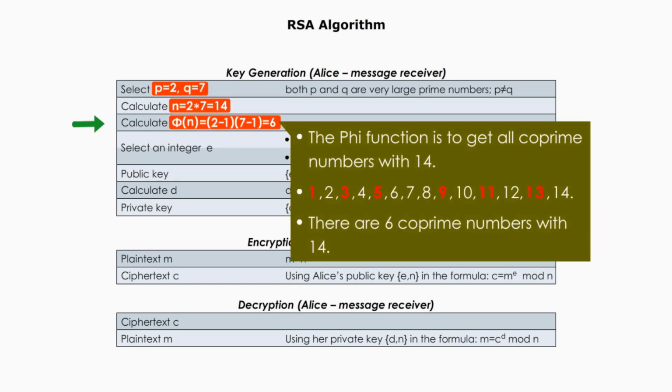We calculate the phi function of n. The phi function is to get all numbers co-prime with 14. This means from number 1 to 14, we will find all numbers that are co-prime with 14. Please refer to my previous video if you want to know what co-prime means. Thus, co-prime numbers are 1, 3, 5, 9, 11, and 13. There are 6 co-prime numbers with number 14.